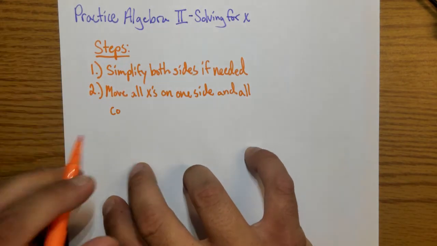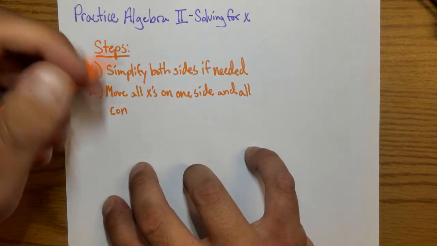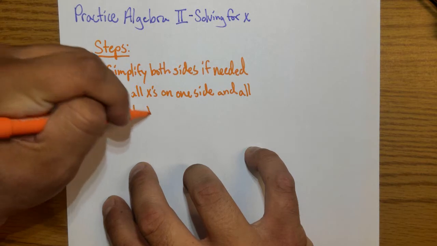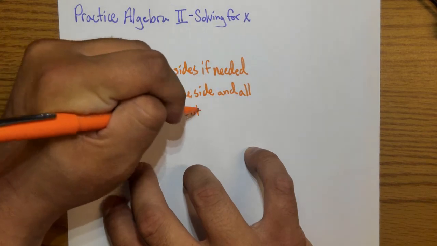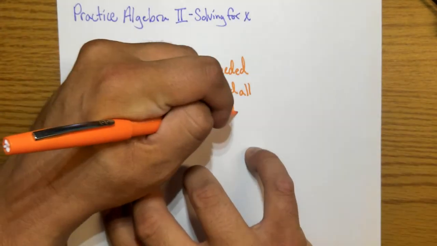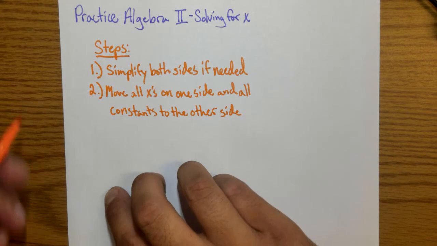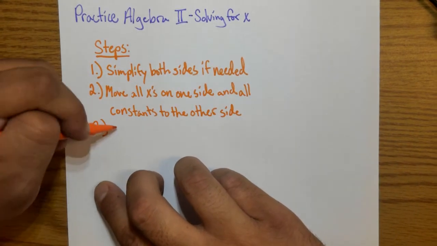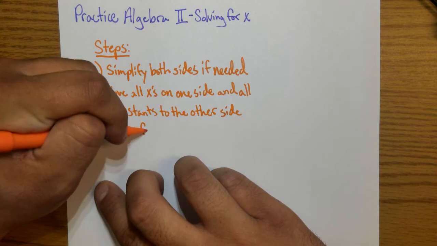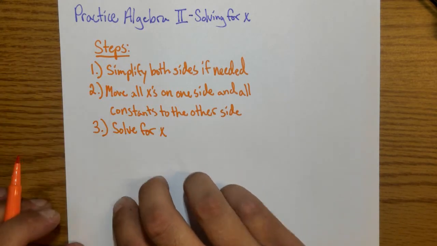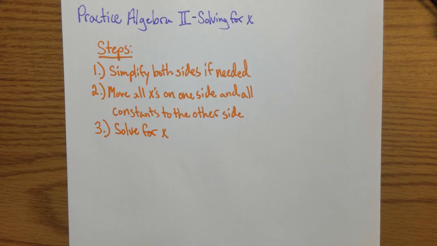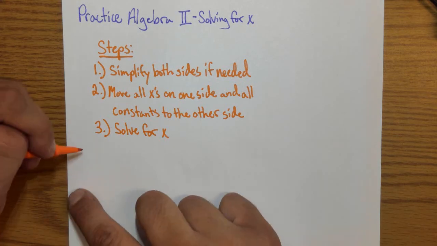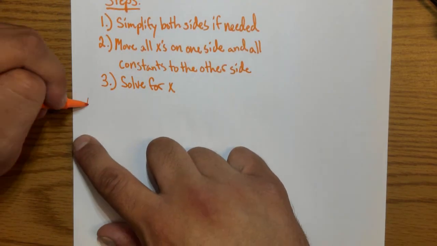We should probably get used to using our math language. Just remember what it is. Constants to the other side. And then finally, step 3, solve for x. So as long as we follow these 3 steps in order, we should be good. It should give us a good framework of how to do these things. So let's take a look at a couple examples here. I guess more than a couple. We'll do a few.